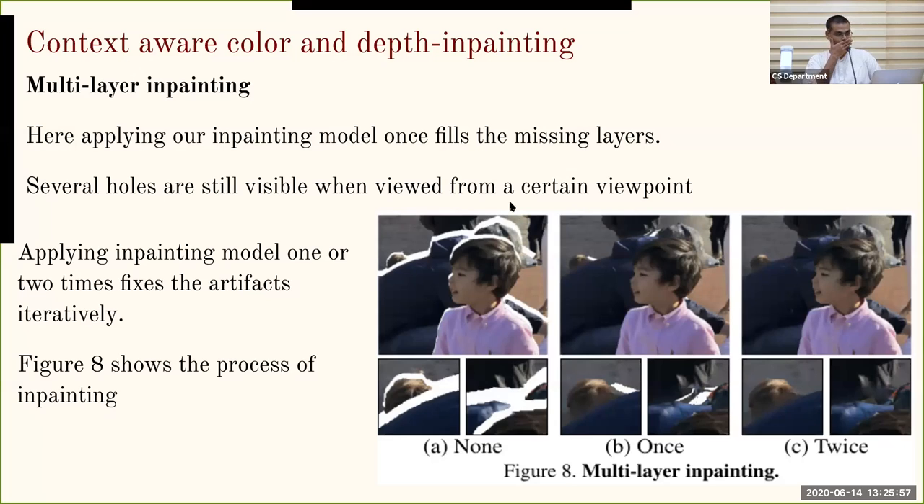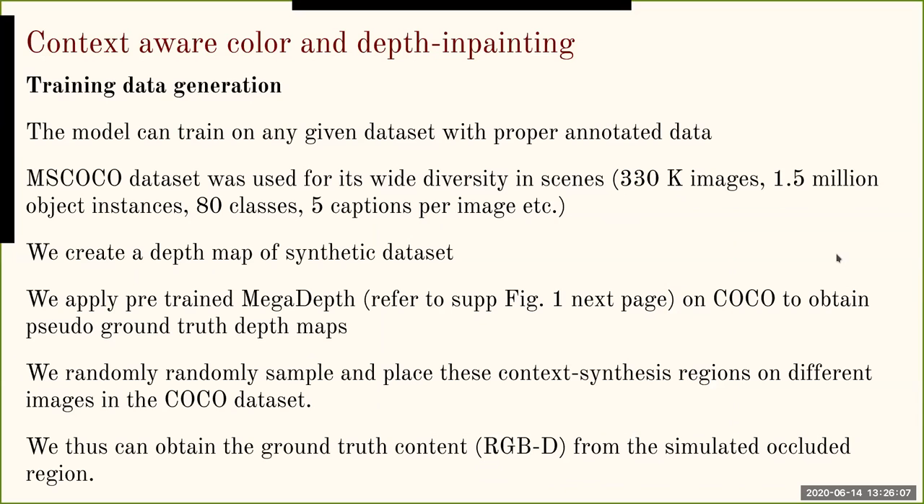So they're splitting up the layers, then they're inpainting it iteratively, and we can see that it is filling the holes very well after each iteration. The training data is generated through the MS COCO dataset, which has 330K images, 1.5 million object instances, 80 classes, and 5 captions per image. The model can train on any given dataset with proper annotated data. So we create a depth map of a synthetic dataset, using the COCO dataset.